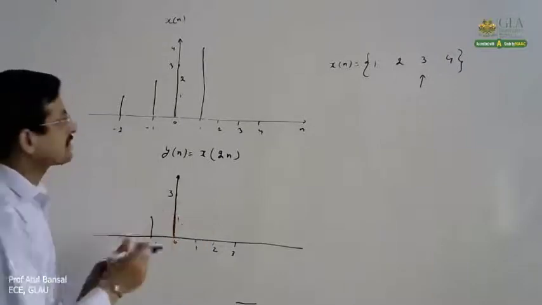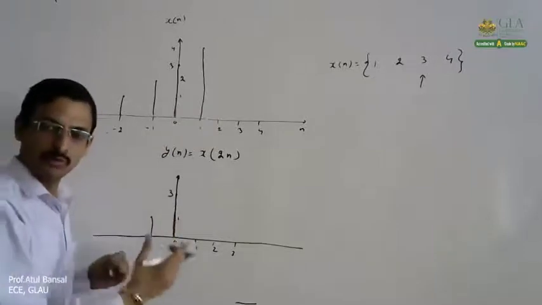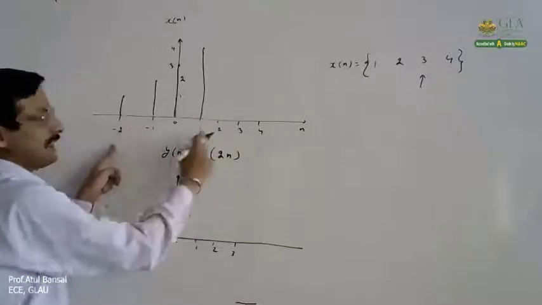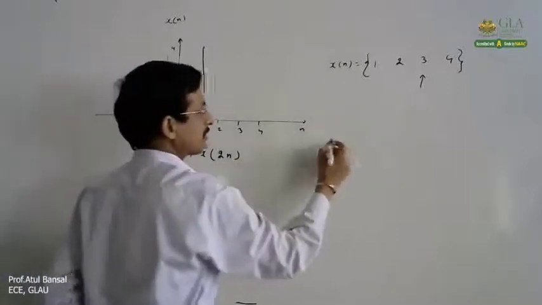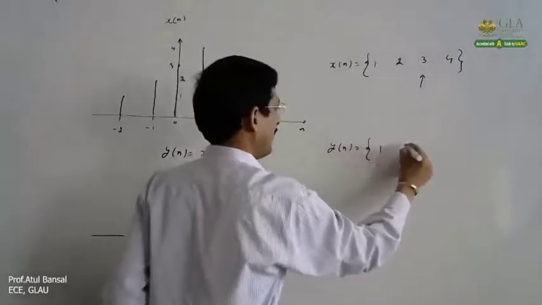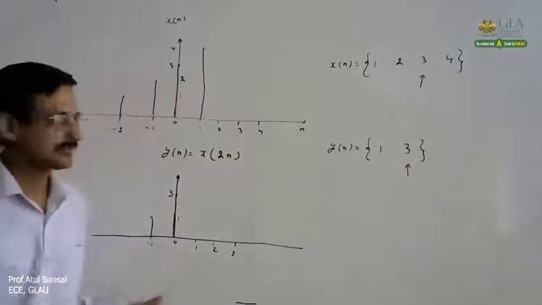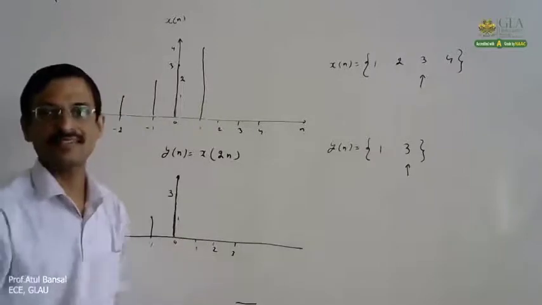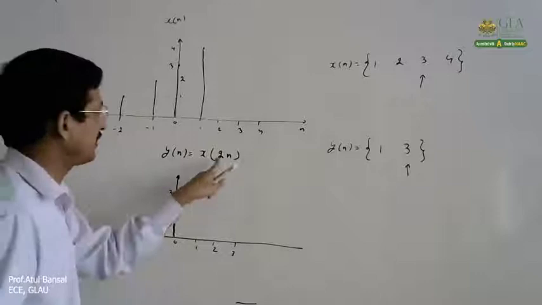So the signal gets compressed. Earlier there were 4 values, now there are only 2 values. So 2 values get lost. But the signal also gets compressed. Earlier it was spread from minus 2 to 1, now it is only from minus 1 to 0. So y[n] will be only 1 and 3. That's it in this case. So you see, 2 values get lost when we are compressing this. Clear? So that is the compression, when A is greater than 1, that is 2.